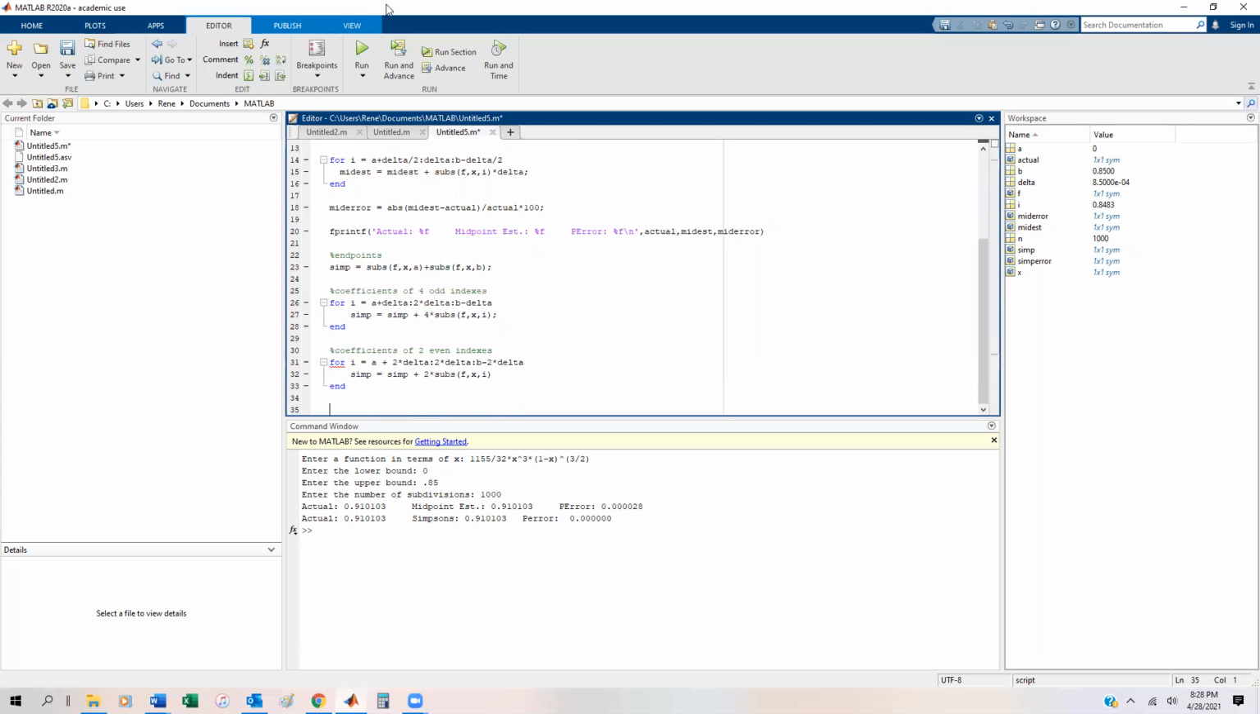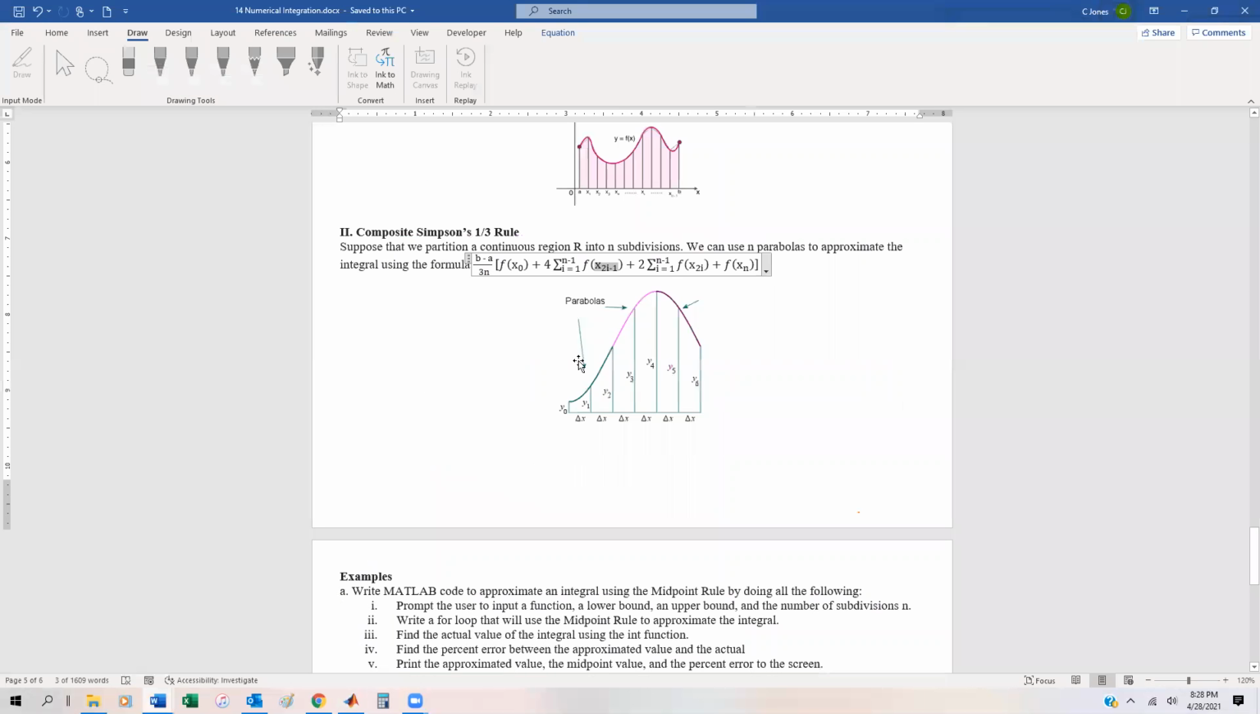And then the last thing that we have to do is multiply by that delta. Remember, our delta in this case is going to be (b minus a) over 3n. So for the last one, we're going to say simp is going to be equal to simp times delta divided by 3. That's going to take care of this 3n. Remember, delta is (b minus a) over n. I'm just now multiplying it by another 3.